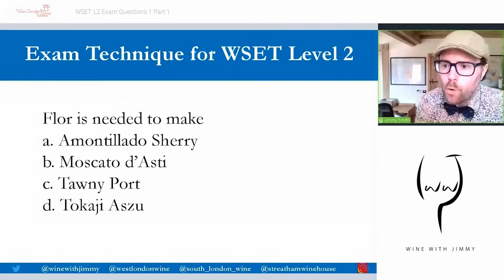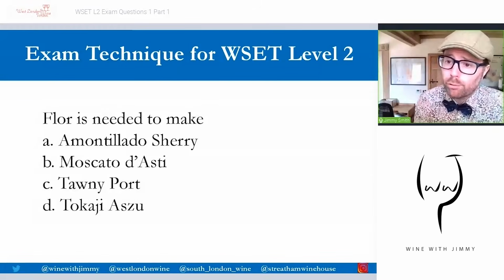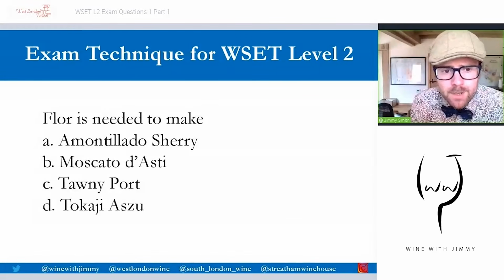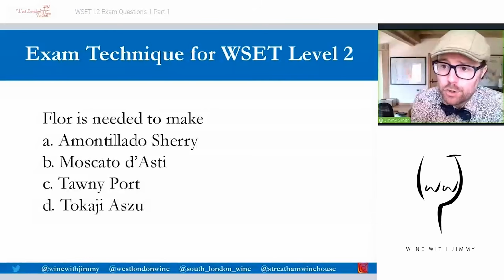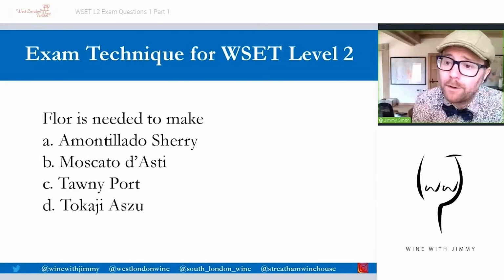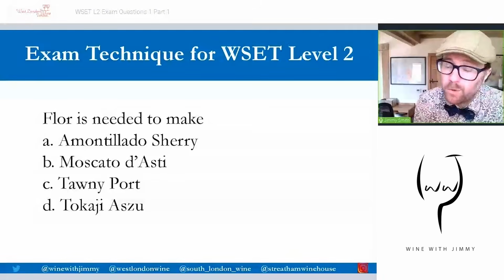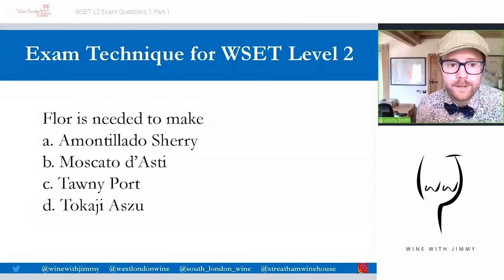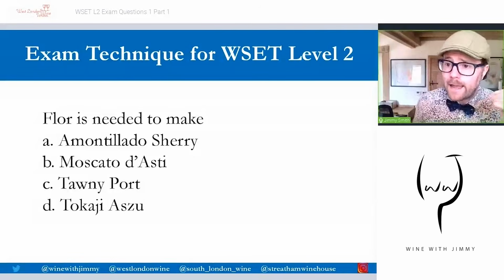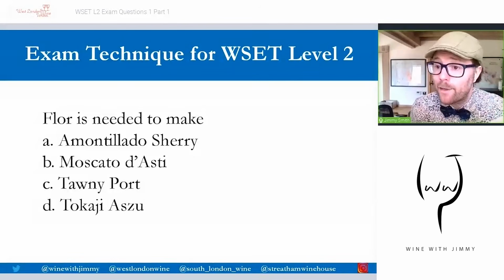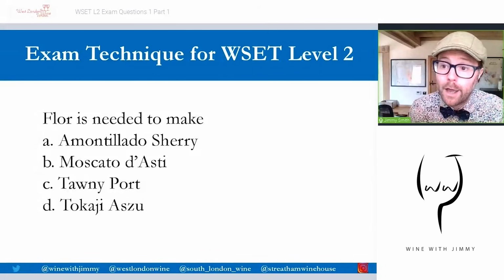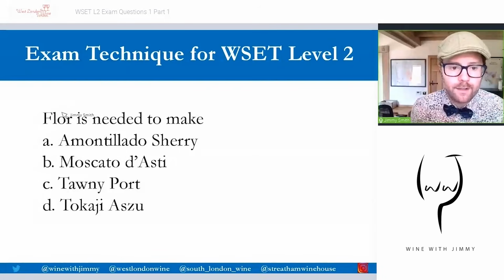And our final question here to get you prepped up for your examination. Flor is needed to make. So we need to understand what flor is and where we find it. That really will help us with this. So flor is a natural yeast layer that forms on top of wine in maturation in the region of Andalusia, making sherry. Okay, so let's just write that down.